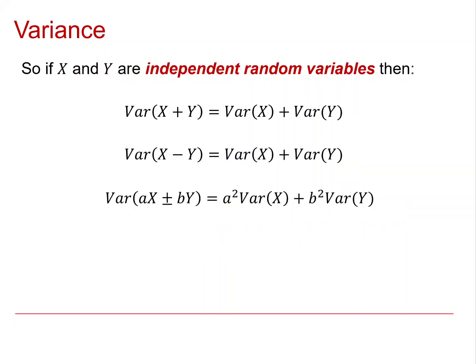An extension to that is that if we add an a and a b on, then we're going to get a squared times the variance of X plus b squared times the variance of Y, and it doesn't matter whether we have a plus or minus, we are always going to end up with a plus here.